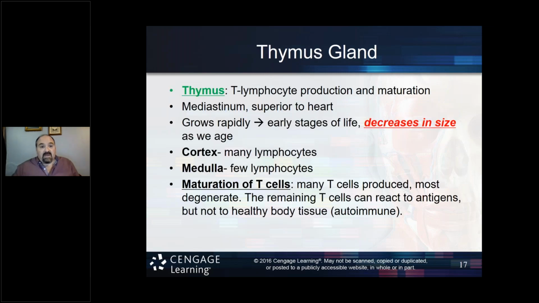Okay. So again, the thymus gland, very important. And so what you'll see here, folks, is that the thymus gland is involved in the maturation of T lymphocytes. There are B and T lymphocytes. T lymphocytes mature here, okay? And then B lymphocytes mature in the bone marrow, okay?